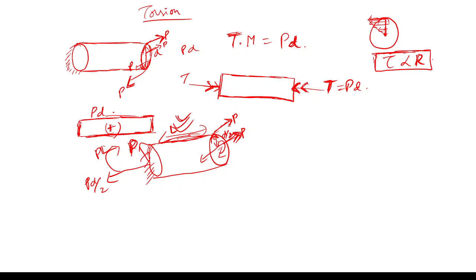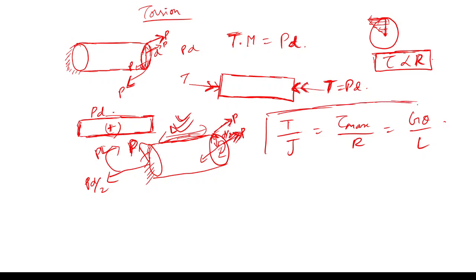So directly I'm going to write one equation which is very important for torsional shafts: T by J equals tau max divided by capital R, which equals G theta divided by L. This is applicable for a pure prismatic, circular bar subjected to a torsion T, or a twisting couple. Here T is torque, or twisting couple. And what is J here? It is the polar moment of inertia.